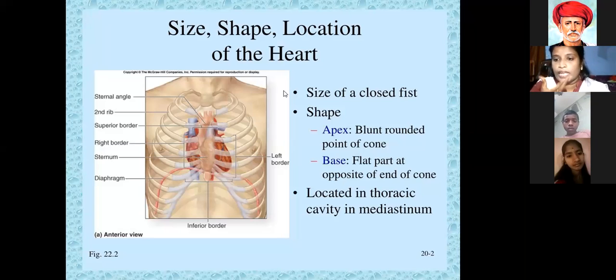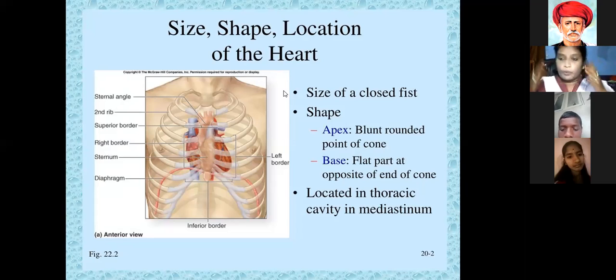Cone like structure. Next, where is the heart located? The heart is located in the thoracic cavity. Already in previous chapters, we learned what the thoracic cavity is.